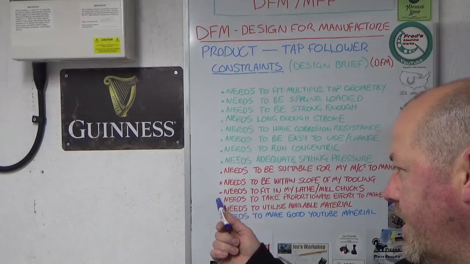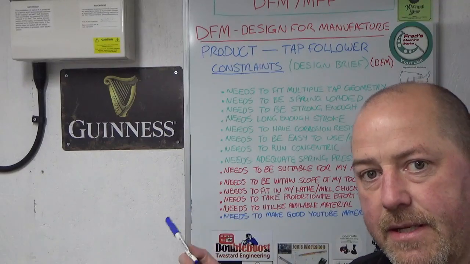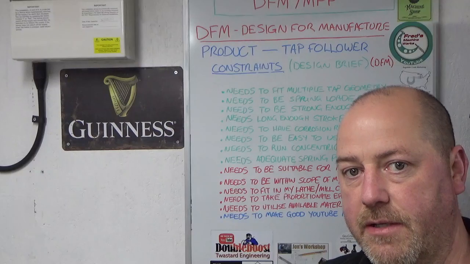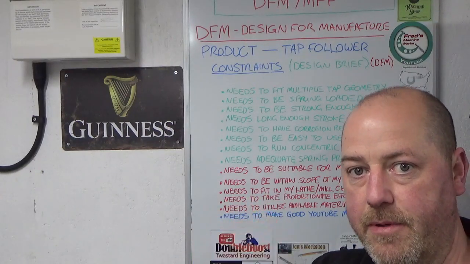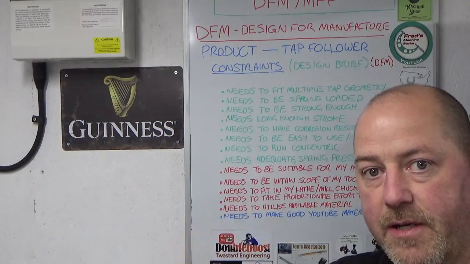Now you could say that's not a design for manufacture, that's more of a design brief, and it really is, but I'm calling it the DFM because I want to use this across both my machines. So the constraint on the OD of the thing is it needs to fit in a 13mm chuck on both machines. So I already know the size of my shank, if you like.